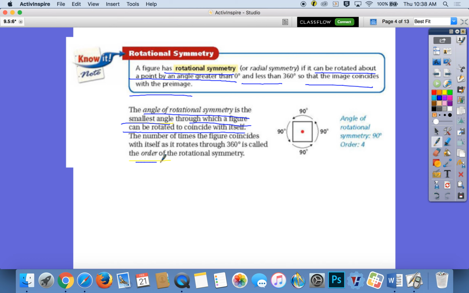The number of times, this is important, this is the one thing that you'll have to remember when you're doing your homework and your review. This is something you may not have heard before. The number of times the figure coincides with itself as it rotates through 360 is called the order. Basically, how many times can I move this thing around as it makes a circle and have it lie on top of itself? If I twist it once, it's congruent on top of itself. If I twist it twice, three times, and four times. So within that 360 degrees, how many times can it lay on top of itself and be congruent? That's what the order is going to be.